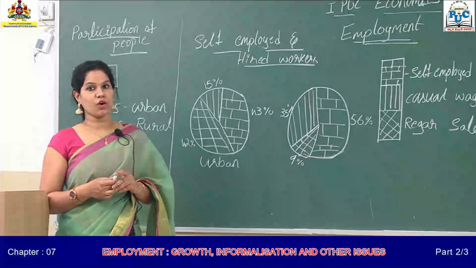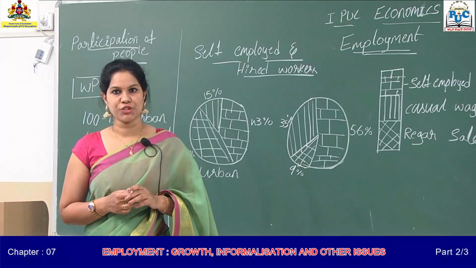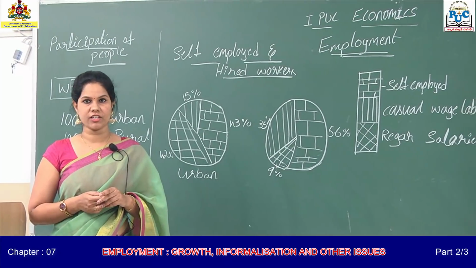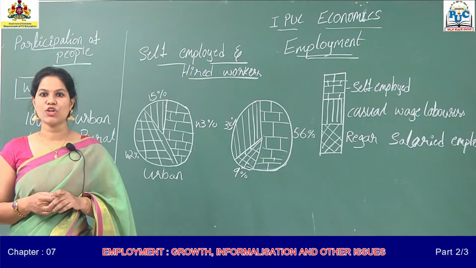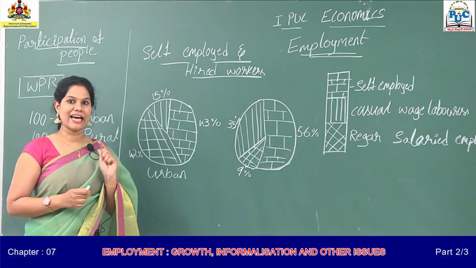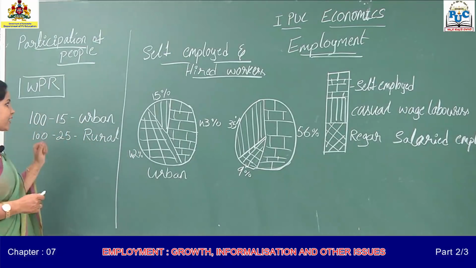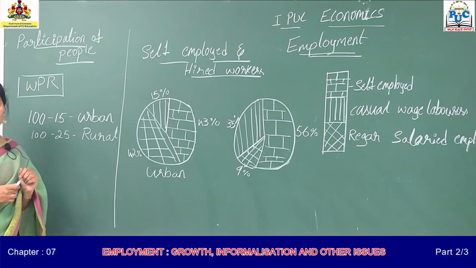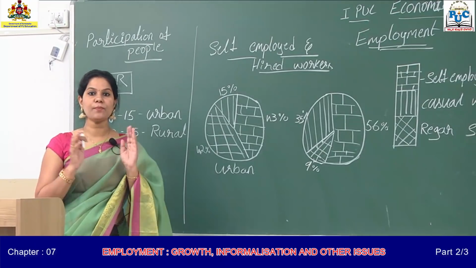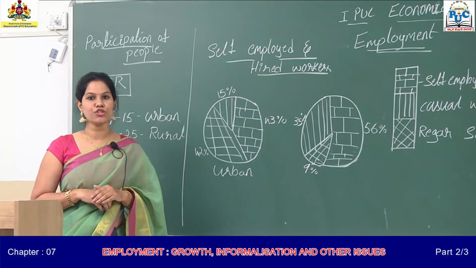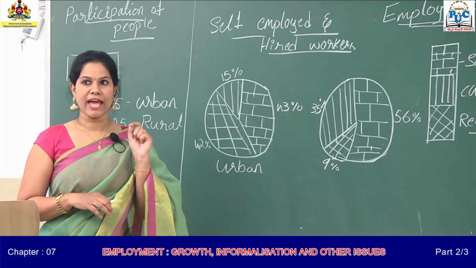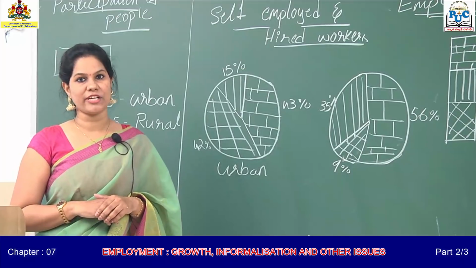In the previous class, I was talking about the working population ratio: how many people are working, how many are involved in productive activity, and how many are contributing to the national income. In the last class, I stopped at one topic, the worker population ratio. What is the worker population ratio? In the total population, how many people are producing goods and services and contributing to the national income; that proportion is called the working population ratio.